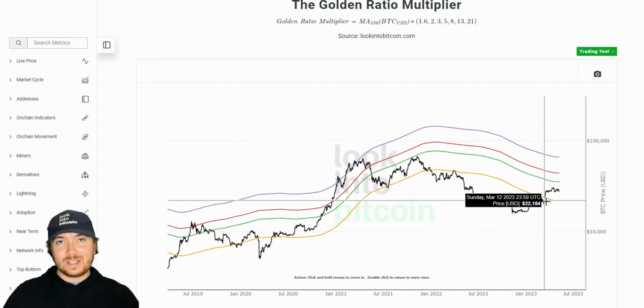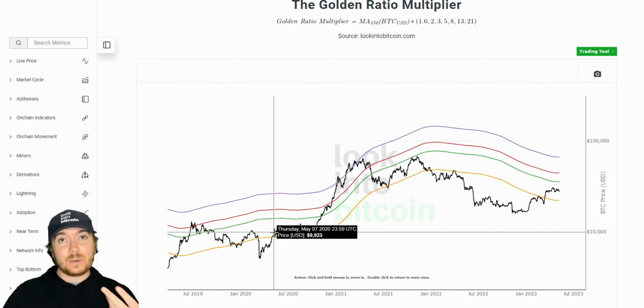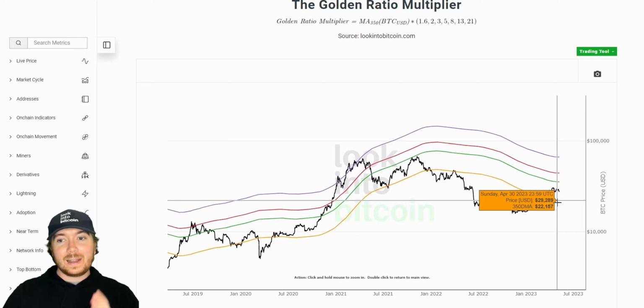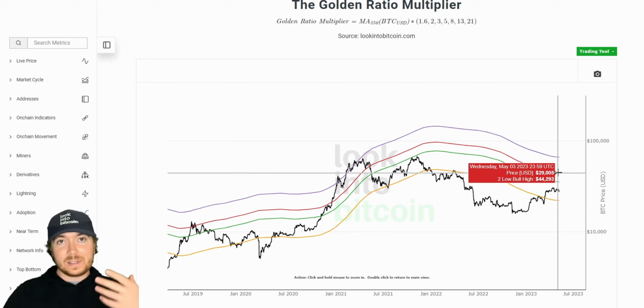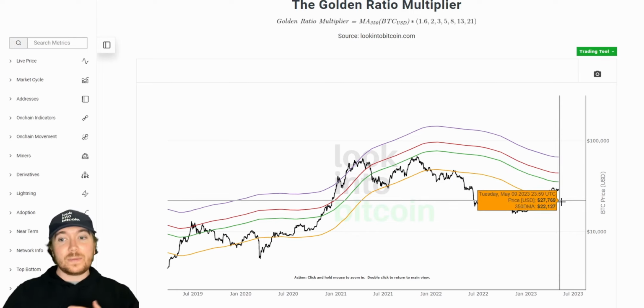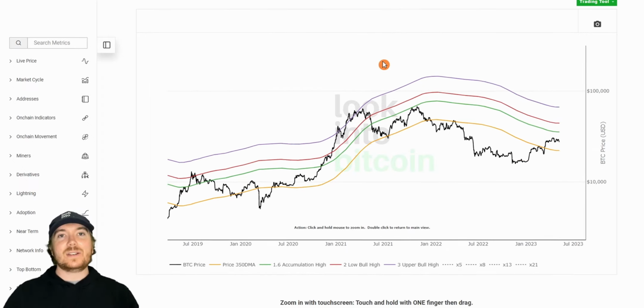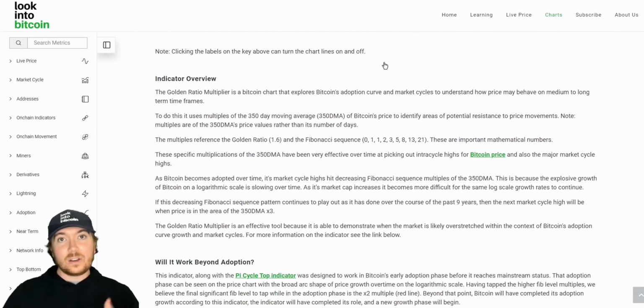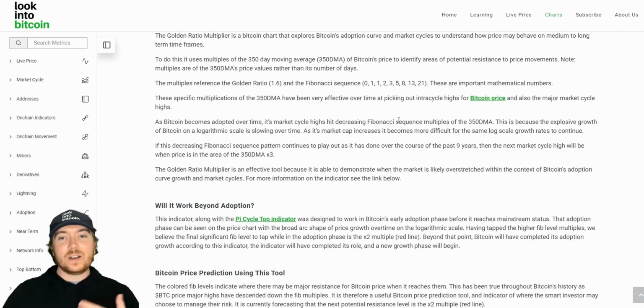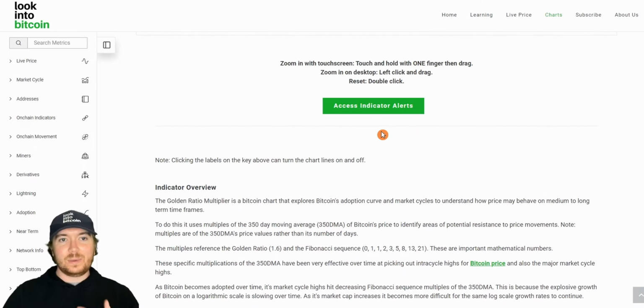There may be some transitionary period with some sideways price action like we usually do see, but again, another line to potentially watch. And of course, these levels above are multiples of this 350-day using the Fibonacci sequence. If you'd like a little bit more clarification on exactly how this is calculated, you can come to the chart beneath here and actually go through all of the Fibonacci sequence and the multiples involved in that.